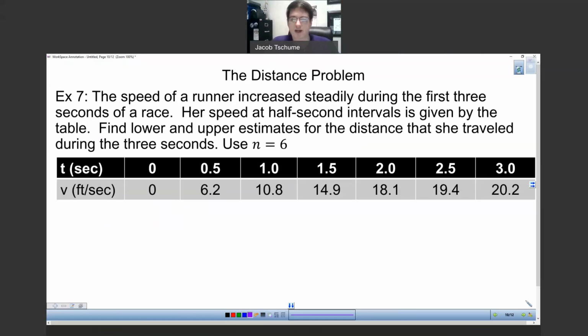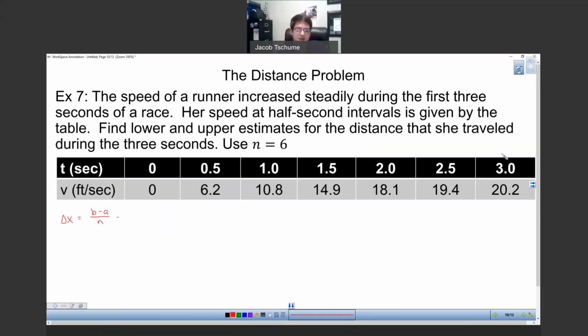Find the lower and upper estimates for the distance that she traveled during the first 3 seconds. Use n equals 6. All right, so what we're going to do here is, if you remember the formula that I just gave you, delta x equals (b minus a) over n. This is the only formula we have to use because we can't use x sub i, since I don't have a function. I just have a bunch of numbers, but we can still use delta x.